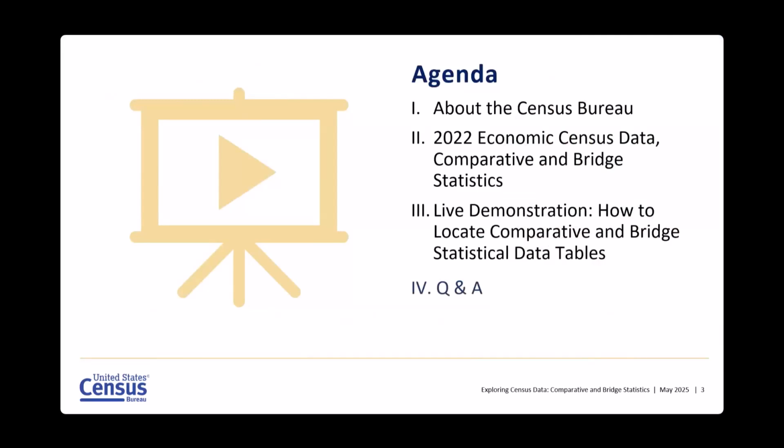A quick look at what we'll be covering today. I'll begin with a brief overview of the U.S. Census Bureau to give some context. Then I'll turn it over to our presenter, Mr. John Nagle, who will guide us through the 2022 Economic Census Comparative and Bridge Statistics. John is a supervisory survey statistician in the retail trade program area. During his presentation, we'll also do a live demo to show how to locate and access the comparative and bridge statistical data tables. Then we'll close out with a Q&A session. While we've set aside time for questions at the end, please feel free to send in your questions at any time during the session, and we'll do our best to address them as we go along.